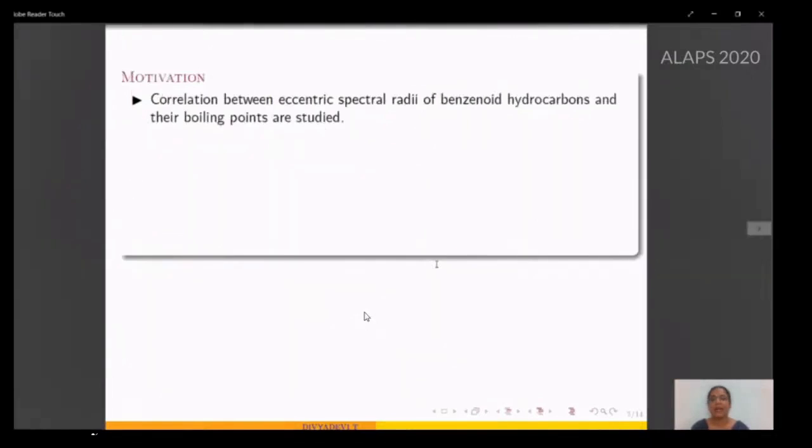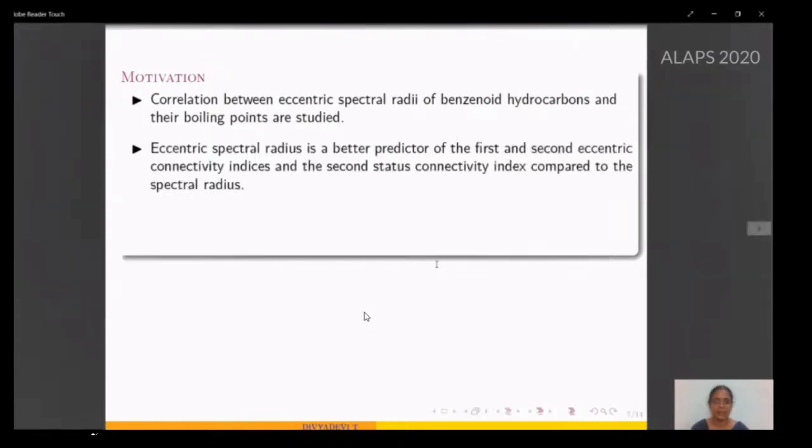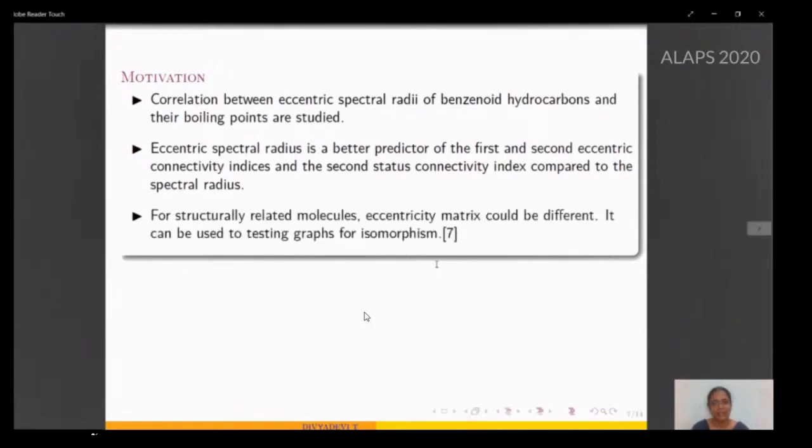People have studied the correlation between the eccentric spectral radius and the boiling points of some chemical compounds, and observed that the eccentric spectral radius is a better predictor of some topological indices than the spectral radius of the adjacency matrix. Randić observed that the eccentricity matrix can be different even for structurally related molecules, so it can be used for testing graphs for isomorphism.